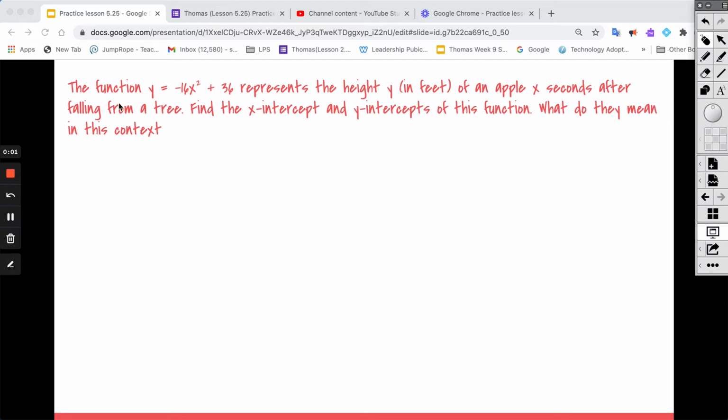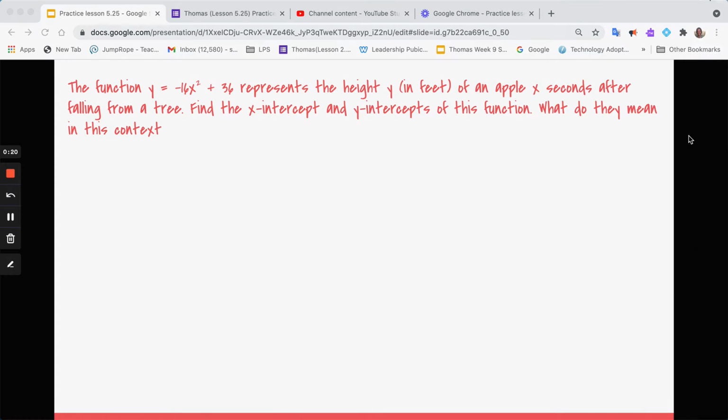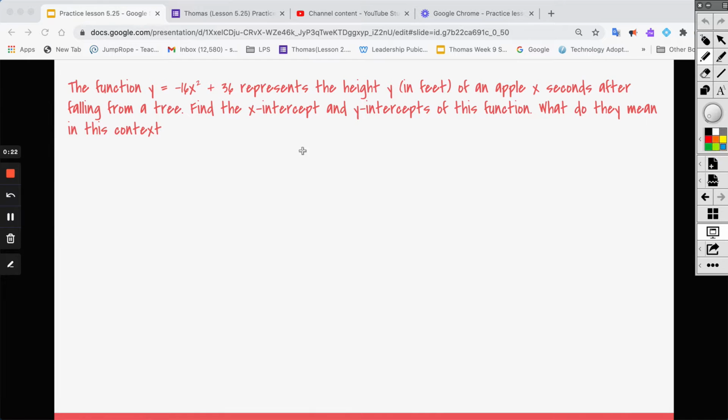So this question says the function y equals negative 16x squared plus 36 represents the height, y in feet, of an apple x seconds after falling from a tree. Find the x-intercept and y-intercept of this function and then say what they mean. All right, so let's start with the x-intercept.